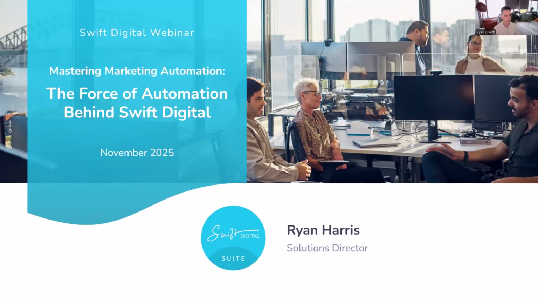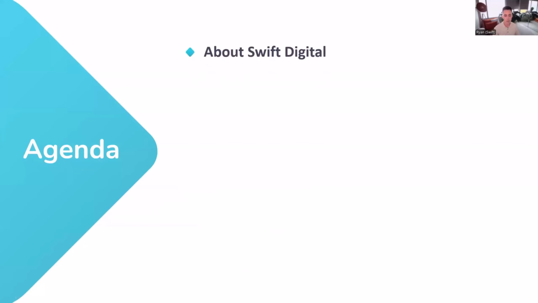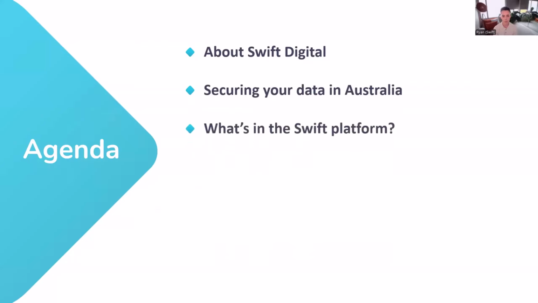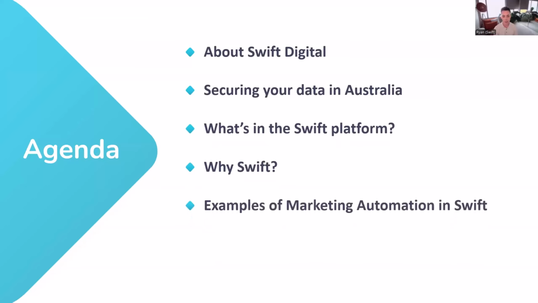In today's webinar, let's go through the agenda. So first up, I'll tell you a little bit more about Swift Digital. For those of you who aren't familiar with Swift yet, you'll learn more about us as a company and also the platform that we offer. I'll talk about how we secure your data and keep it within Australia. We'll have a look at what's in the actual Swift platform, the different capabilities that it includes. We'll have a look at why so many Australian agencies and organizations choose Swift as their platform of choice. And then we'll look at the different marketing automation capabilities within Swift.